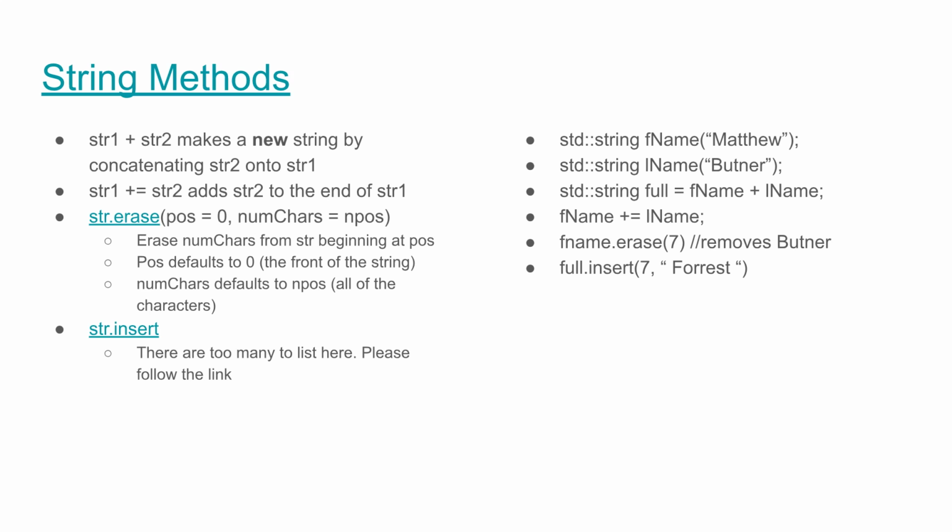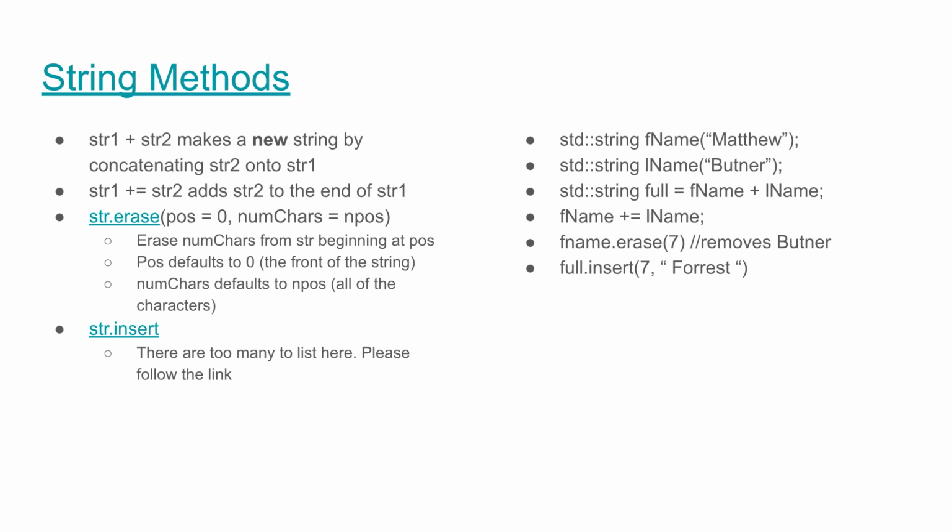string.erase allows you to remove characters from a string. You give some position to remove, where you want to start at, and then how many characters from there you would like to remove. It's going to erase those characters from the string beginning at pos, counting, and it'll remove num characters from there. If you don't give a value for pos, it's going to default to 0. And if you don't give num chars, it defaults to npos, which means go all the way to the end, taking everything that comes after pos.